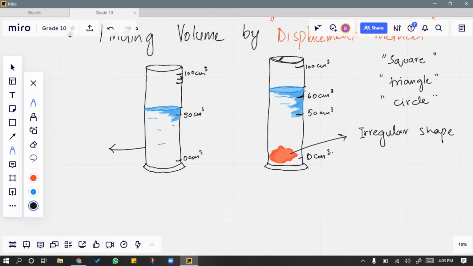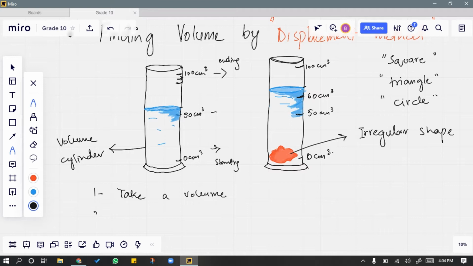But what if we have to find the volume of a non-definite or irregular shape object? This is a method in which you can use a cylindrical tube for finding the volume, the measuring cylinder. The process goes step by step. First, take a measuring cylinder which has some measurements marked on its side. These are the measurements, this is the starting point, and this one is the ending point.